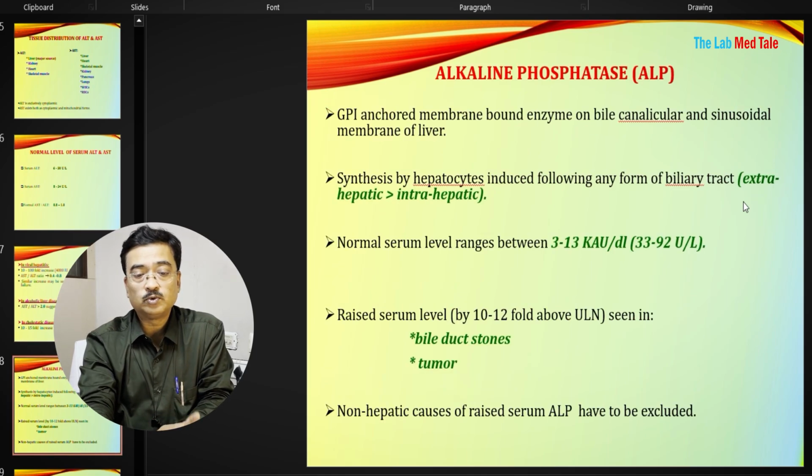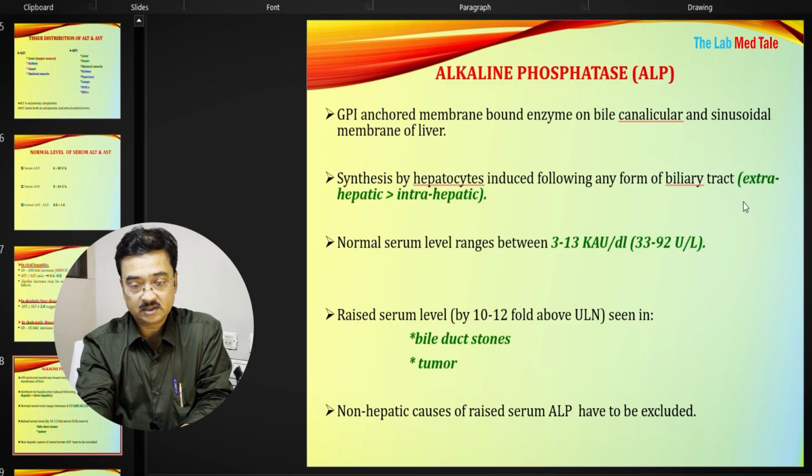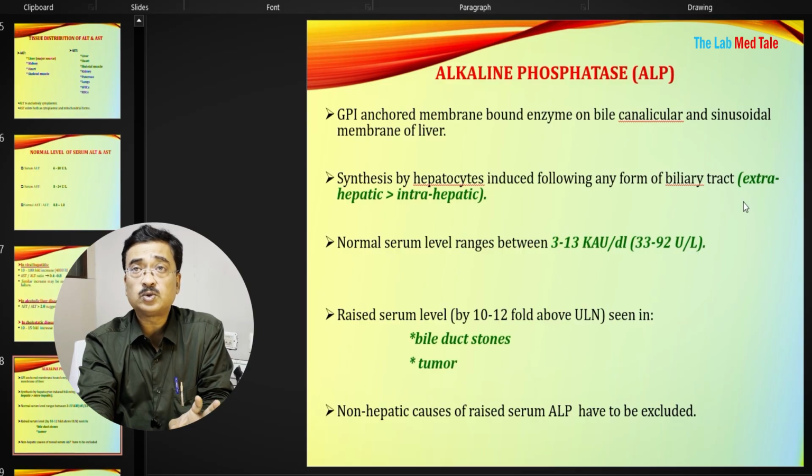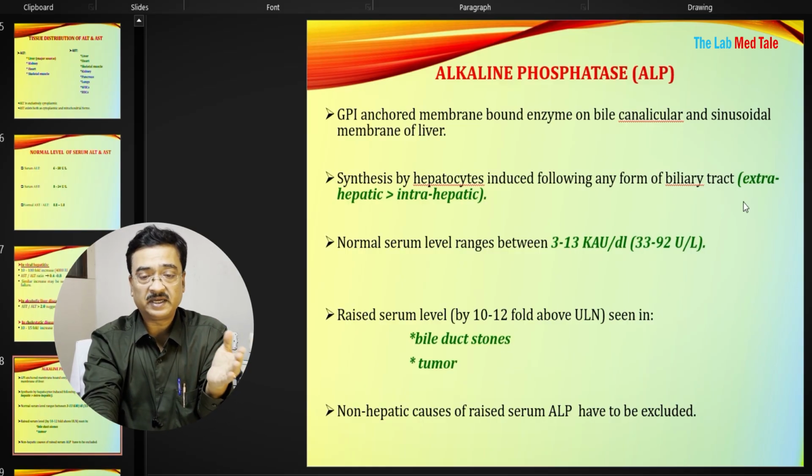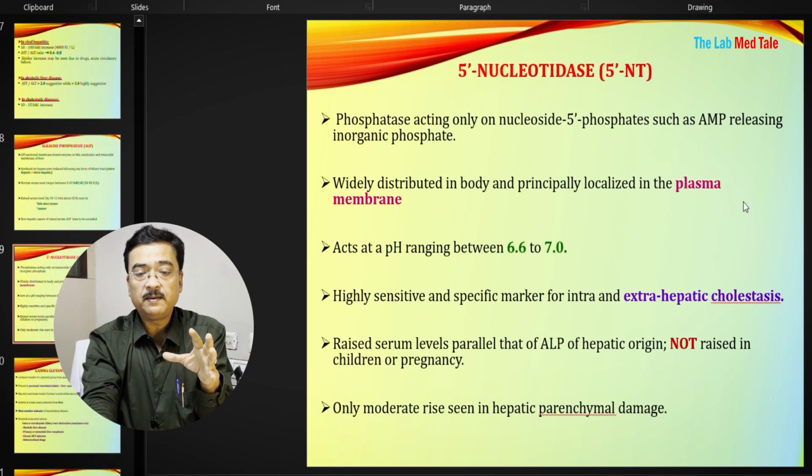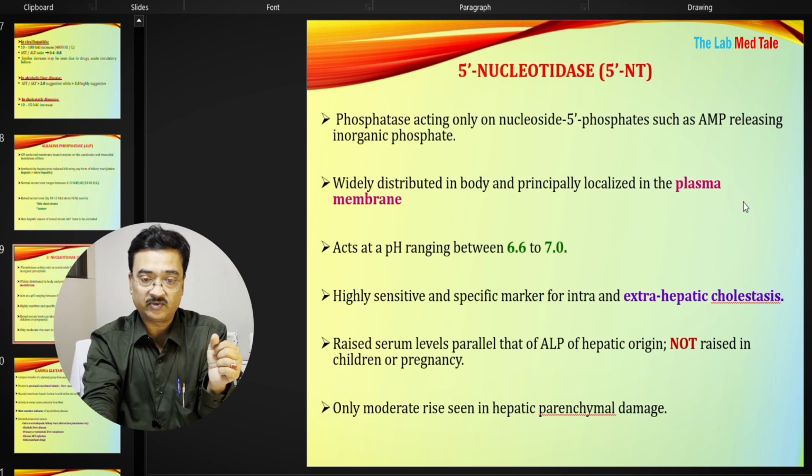Alkaline phosphatase mostly rises with obstruction, extrahepatic or intrahepatic. So in a bile duct stone or any tumor obstructing the bile duct, there is a high rise of alkaline phosphatase. But the major problem with alkaline phosphatase is that it is not very specific. It also rises to some extent with other things like pregnancy or bone injury. 5'-nucleotidase is a more specific obstructive jaundice marker, mostly raised in extrahepatic cholestasis.